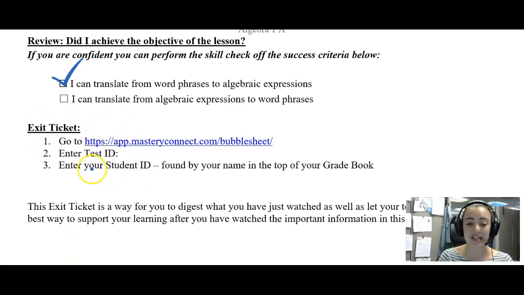If there's an exit ticket, this is the direction that you'll follow. You'll type this in, enter your test ID and your student ID. And then remember at the end of this lesson to go to the last page in the Connexus lesson and answer that quick check. You do not have to do the instruction piece of Connexus. That's what this was. This was your instruction.